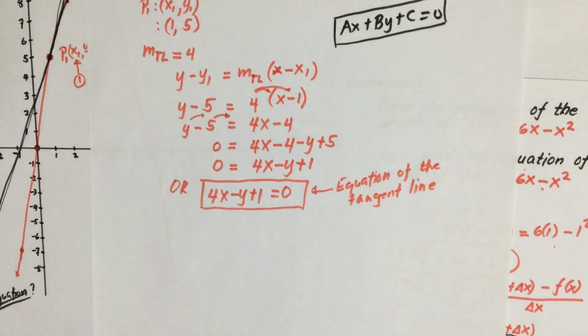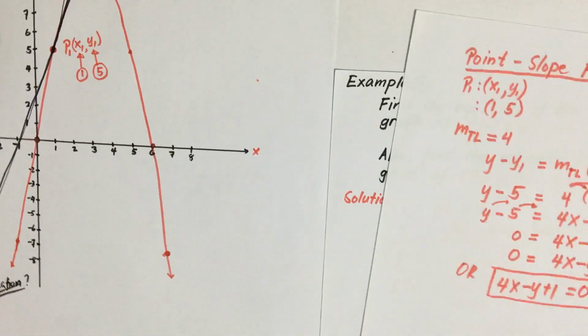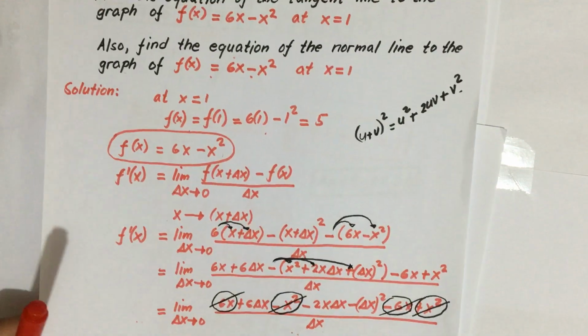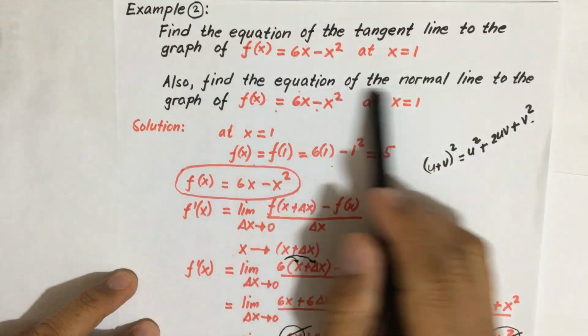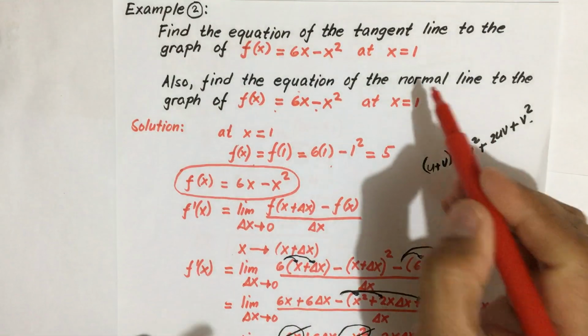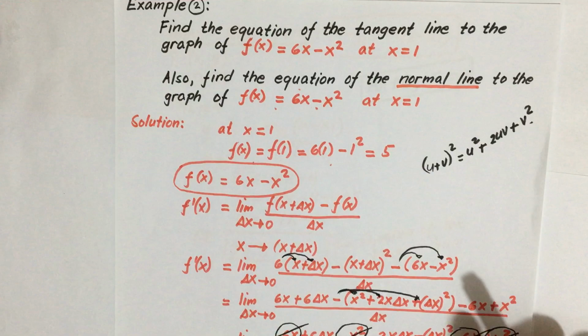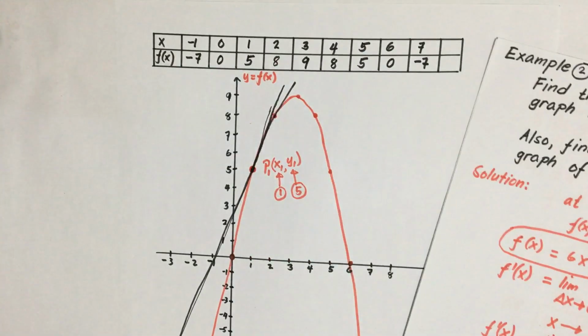Okay? Now, what is the second question? The second question is, we also have to find the equation of the normal line. So what does it mean, normal line, class? So normal line means that is the line that is perpendicular to the tangent line.